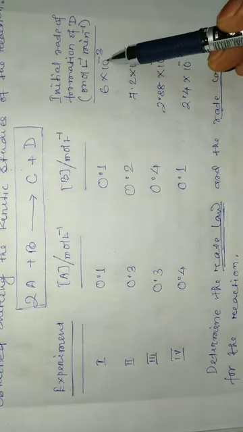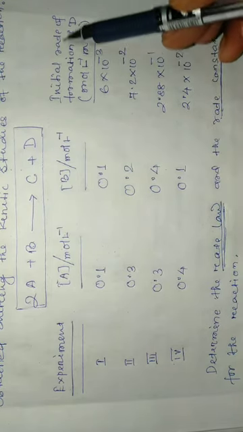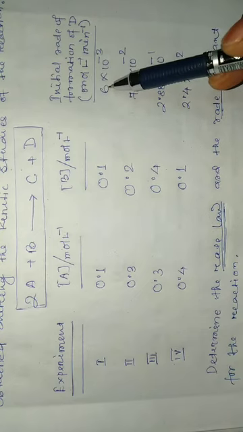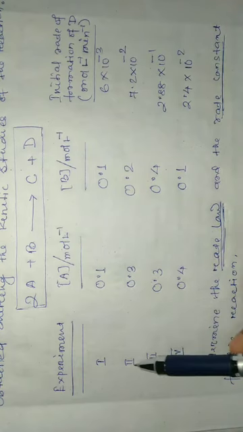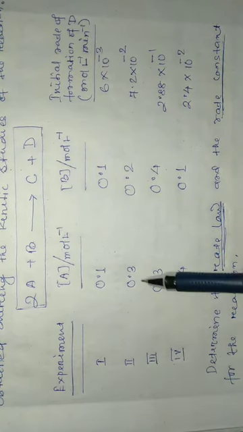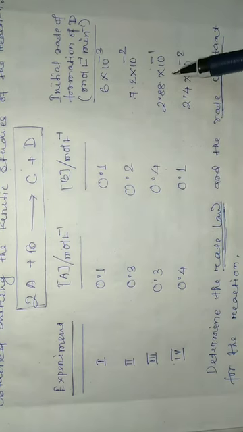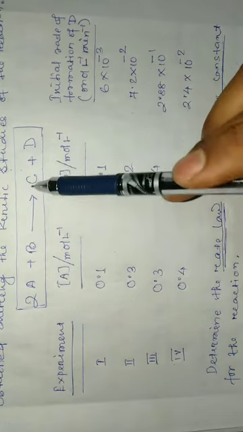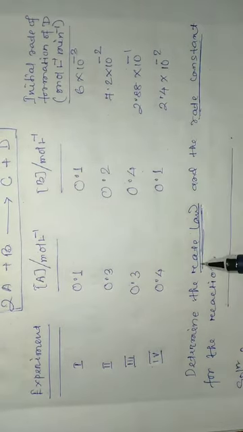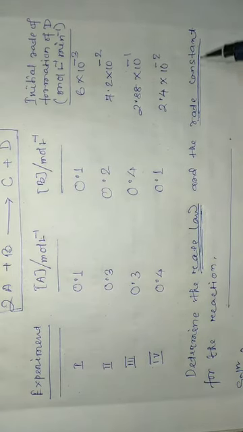In experiment 1, when the concentration of reactant A is 0.1 and the concentration of reactant B is 0.1 moles per liter, then the initial rate of formation of D is 6 into 10 to the power minus 3. Similarly, in the 4 different experiments, different concentrations of A and B are given and different rates are also given. From this data, we have to calculate the rate law and determine the value of the rate constant for this reaction.